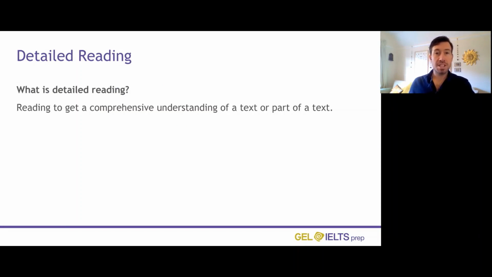So let's get started. Let's first look at what detailed reading is. Well, it's reading to get a comprehensive understanding of a text or part of a text. And what we mean by this word comprehensive is to fully understand it, like 100 or 95% of it, the majority of it.